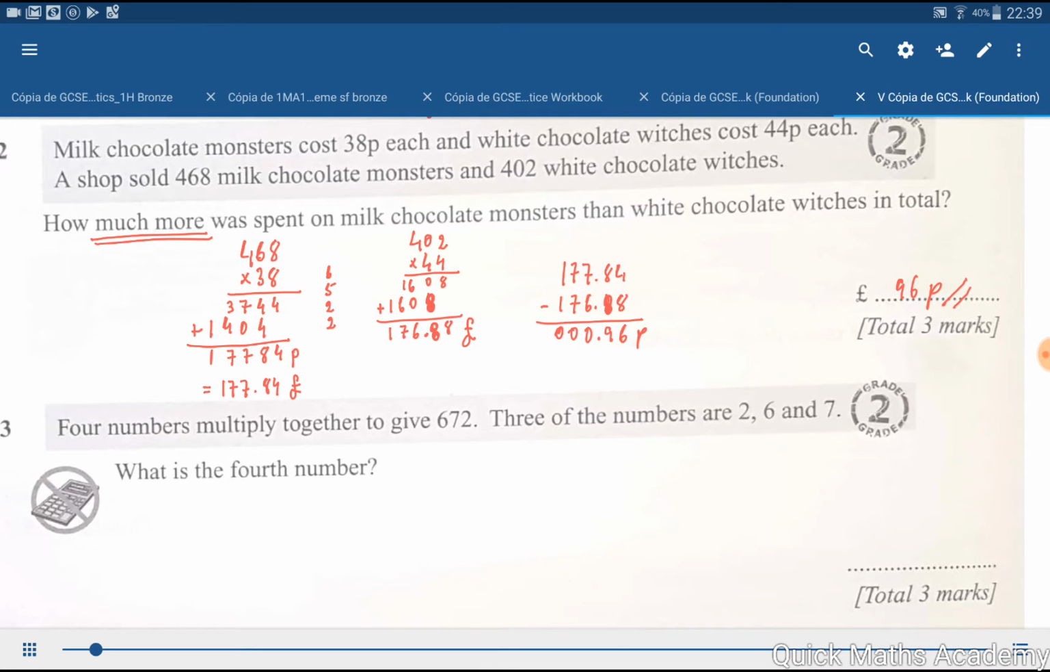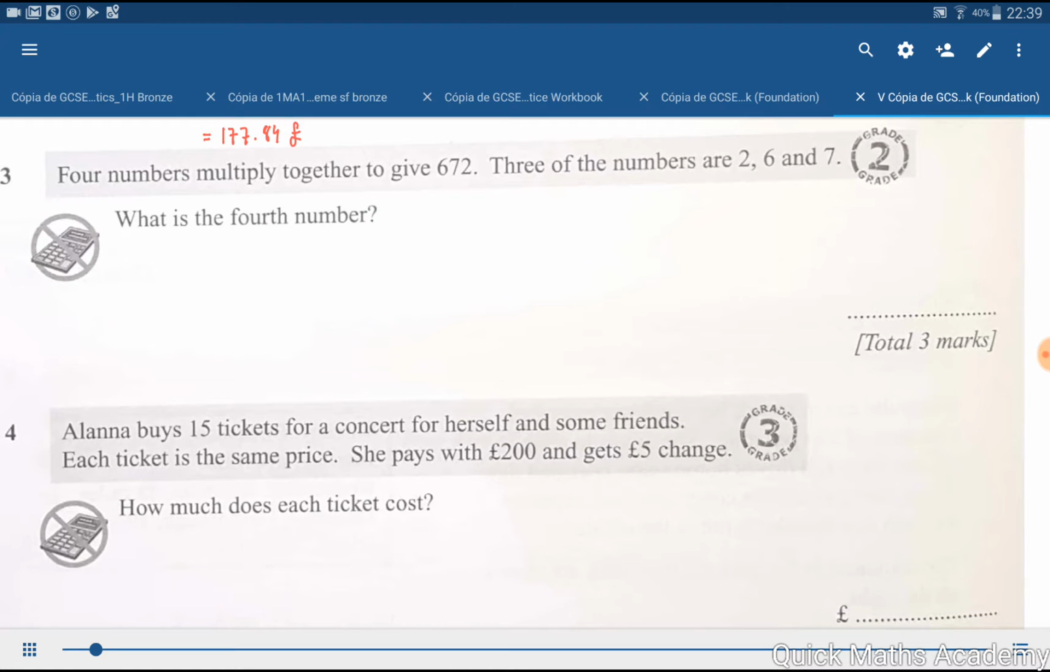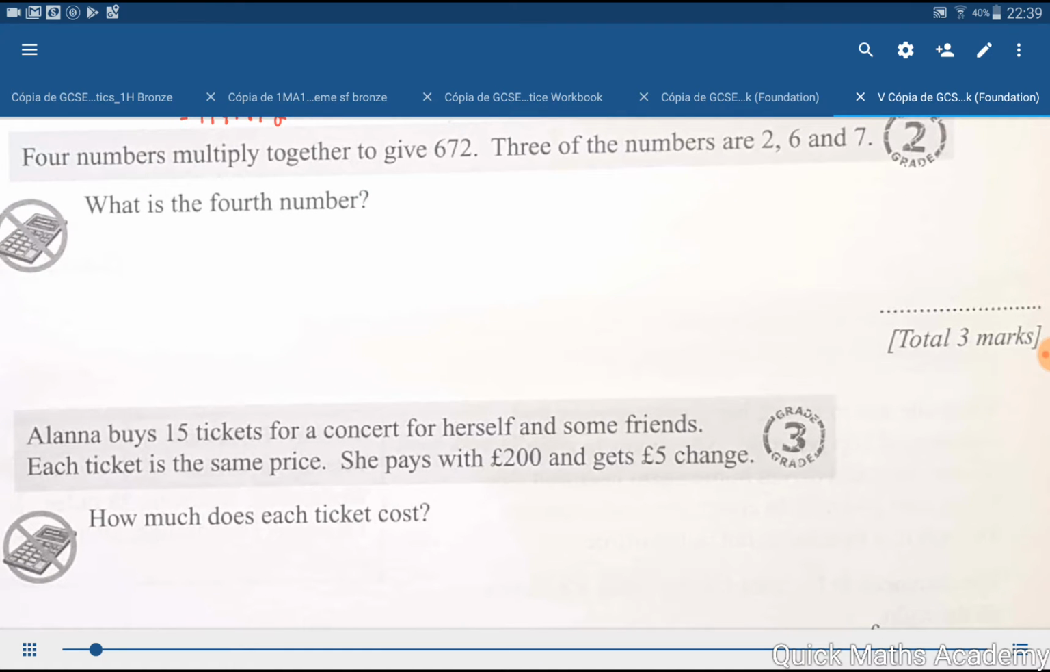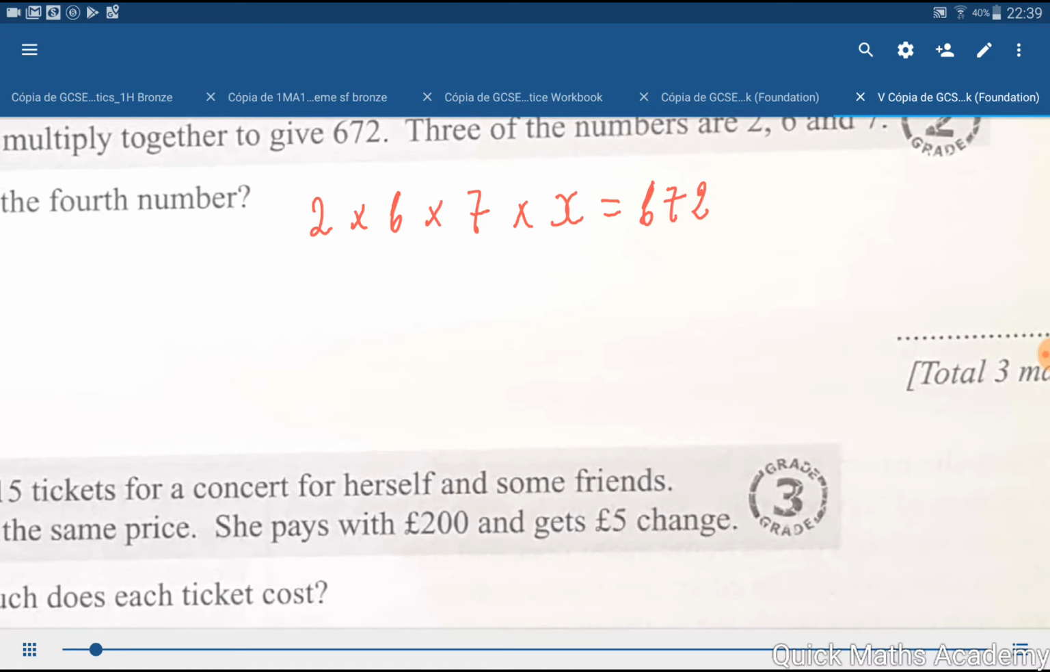96p. Okay, it's done. 4 numbers multiplied together to give 672. 3 of the numbers are 2, 6, and 7. What is the 4th number? So 4 numbers are multiplying when we know 3 of them. So 2 times 6 times 7 times a number that we don't know, let's call it x, equals 672. So this is just a simple equation. We have to find out the value of x.